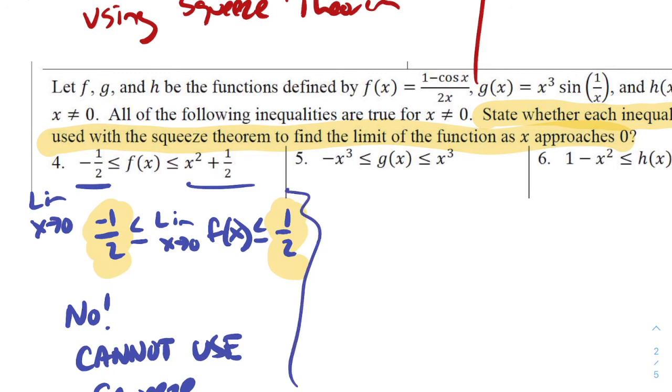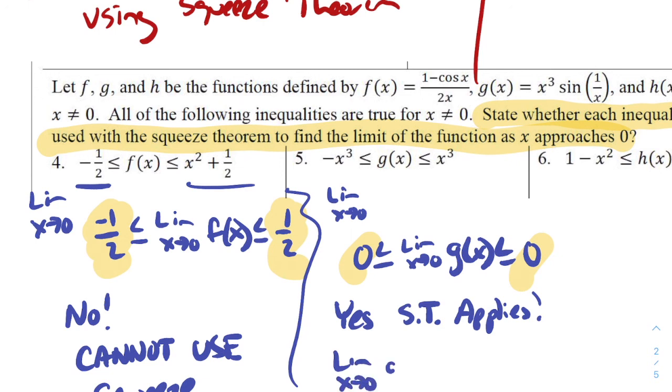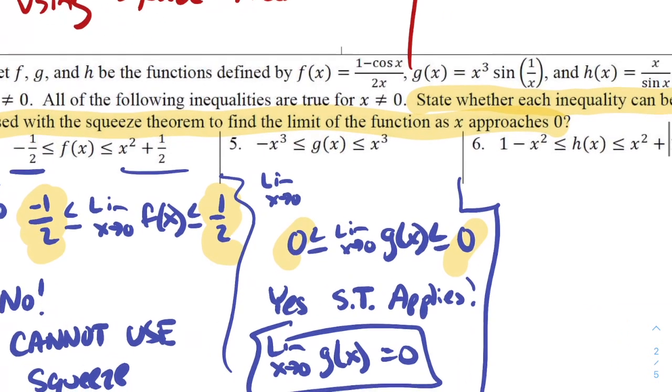All right, that's number 4. Number 5, again we're doing the limit as x approaches 0. If we plug in 0 for -x cubed, we get -0 cubed, which is still 0. So that's less than or equal to the limit as x approaches 0 of g of x, which is less than or equal to 0 cubed, which is 0. In this case we notice that both of these are the same. So yes, the squeeze theorem applies. And in fact, we know that the limit as x approaches 0 of g of x has to equal 0, because that's what both outside values equal.